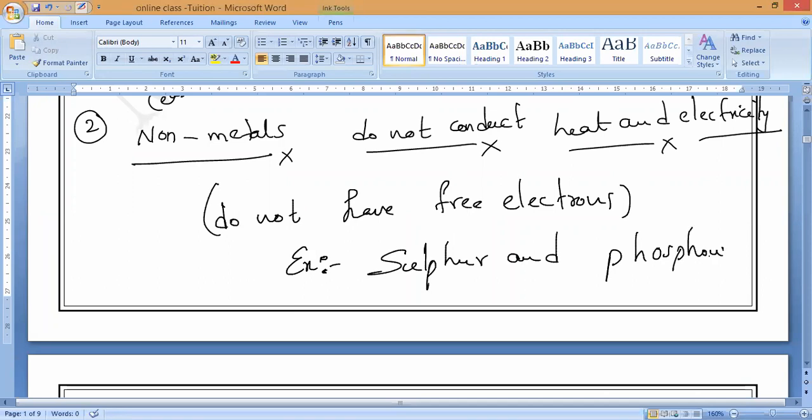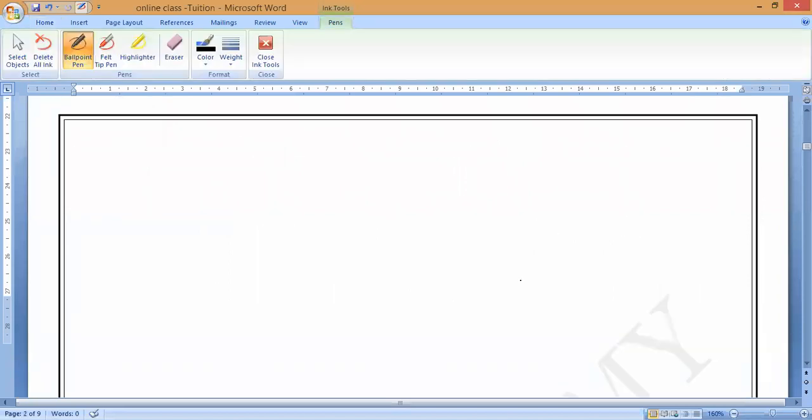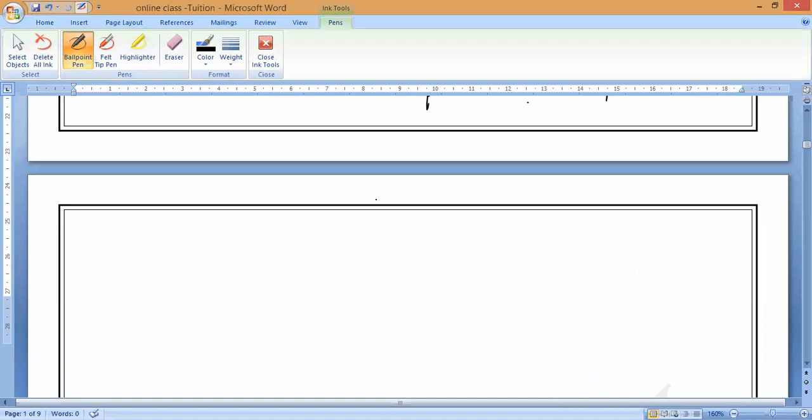Exceptional cases will be there, but you need not worry. Phosphorus, if you take it, is a non-metal which does not conduct heat as well as electricity. Now, there is one and only exception, that is graphite. Graphite does not conduct heat; it conducts only electricity. So only one exception we have.